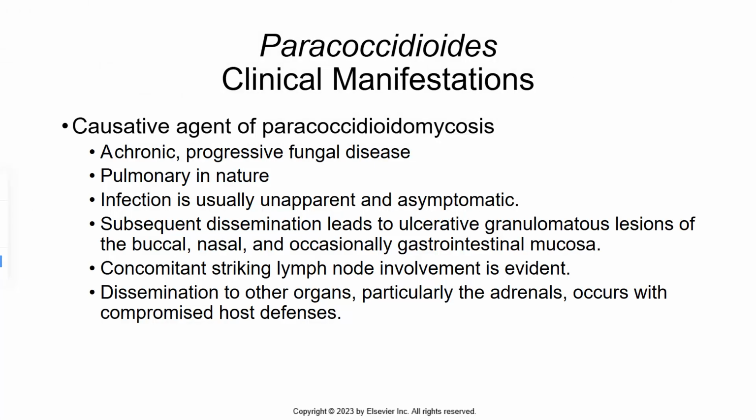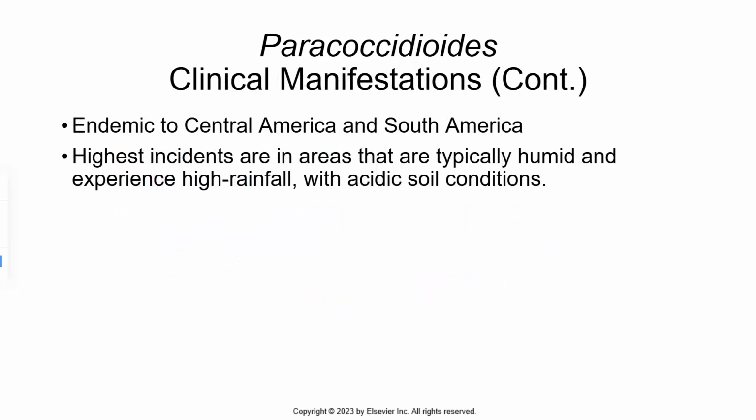Paracoccidioides is the causative agent of paracoccidioidomycosis, a chronic progressive fungal disease. Pulmonary in nature, infection is usually unapparent and asymptomatic. Subsequent dissemination leads to ulcerative granulomatous lesions of the buccal, nasal, and occasionally gastrointestinal mucosa. Concomitant striking lymph node involvement is evident. Dissemination to other organs, particularly the adrenals, occurs with compromised host defenses.